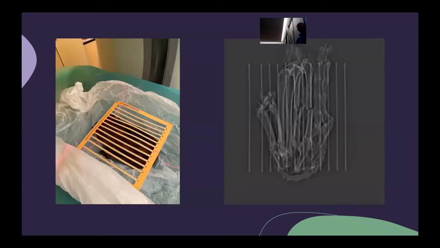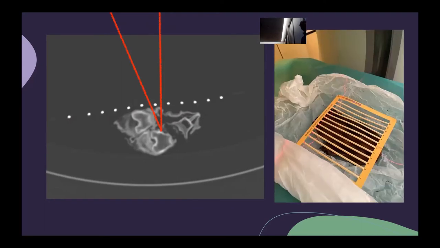And again, we put the grid. The grid gives you vertical orientation and CT gives you horizontal orientation. We have aimed at this femur here. So you calculate yourself the angle through which you enter.